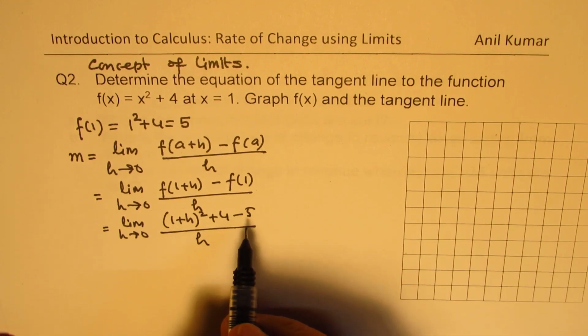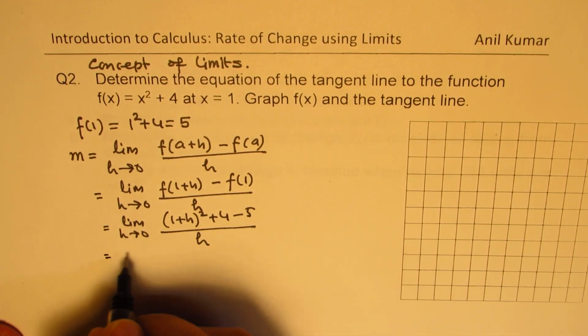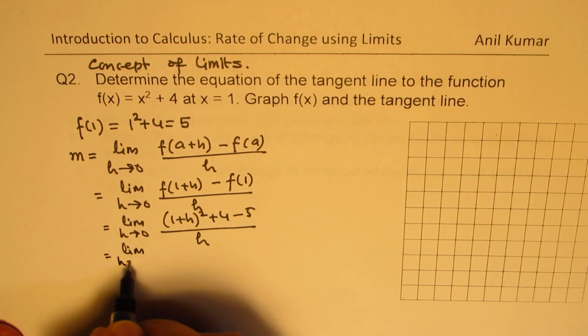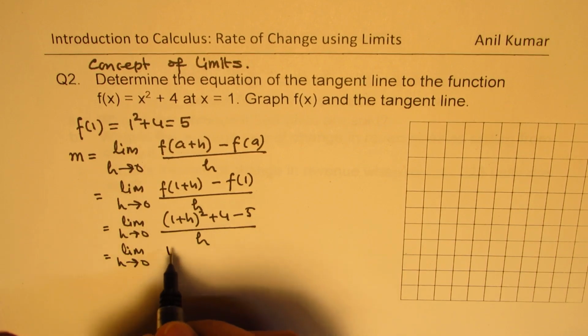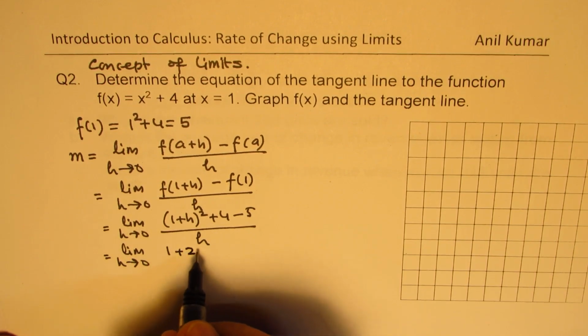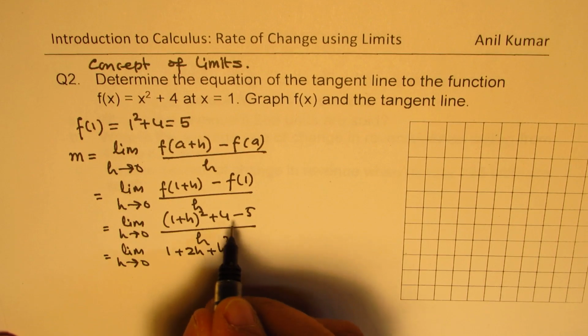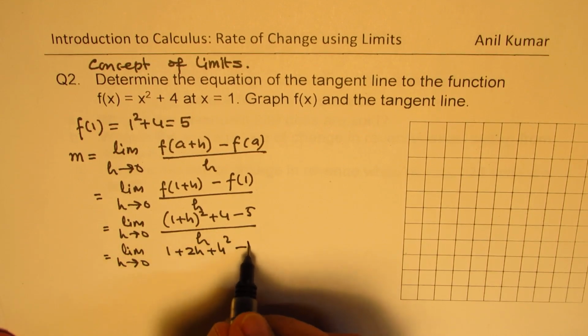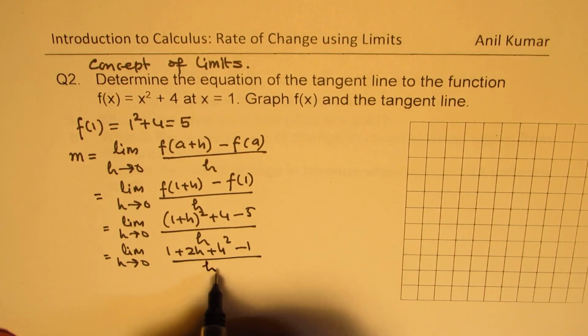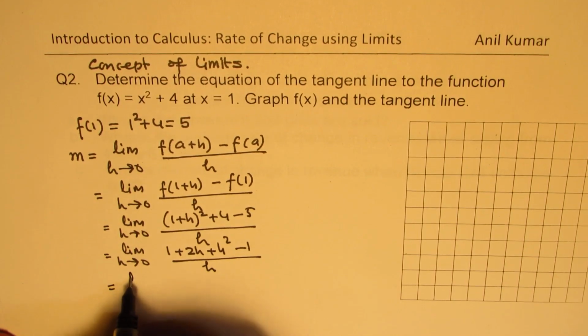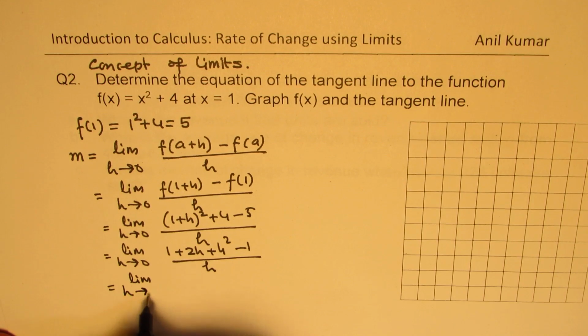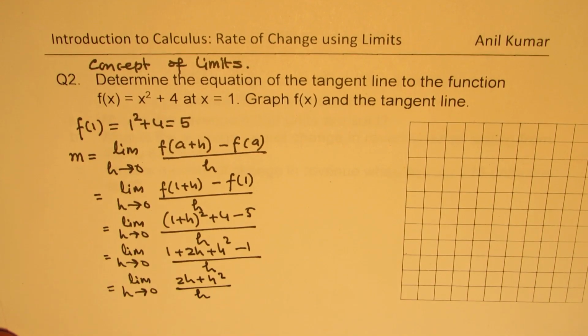So this gives us the limit as h approaches 0. Let's expand 1 plus h. We get 1 squared plus 2h plus h squared, plus 4 minus 5, which is minus 1, over h. So 1 and minus 1 cancel. We are left with the limit as h approaches 0 of 2h plus h squared over h.